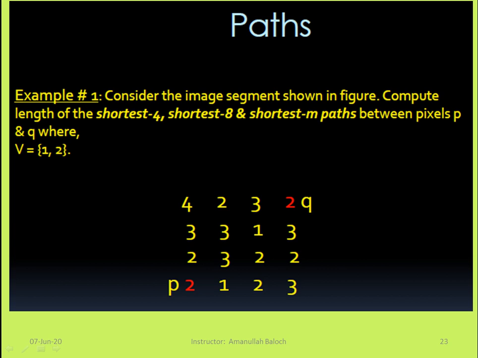This is a set V with gray values 1 and 2. So we have to consider those pixels whose gray values are 1 and 2 for the shortest 4, shortest 8 and shortest m path. The other values will not be considered as adjacent pixels. Those pixels whose value belongs to this set V will be the adjacent pixels, that is, pixel values 1 and 2, while gray values 3, 4 and others will not be considered as adjacent pixels.